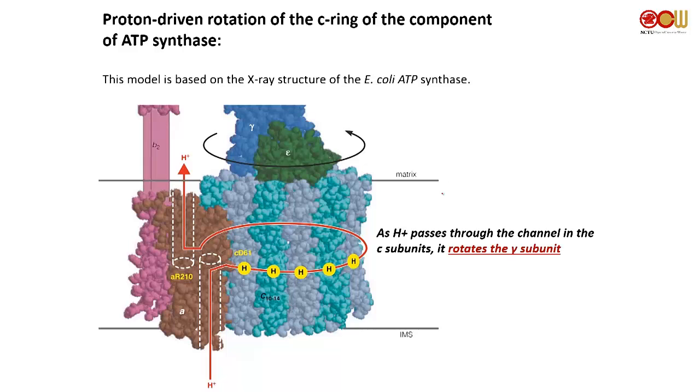and as the protons are moving in this channel of the C subunit, it will cause a sort of torque on the gamma subunit. So you're going to turn the gamma subunit on top, because you're pushing it, so essentially your protons are being pushed and keep on being pushed. So it's going to rotate your gamma and epsilon subunits on top.